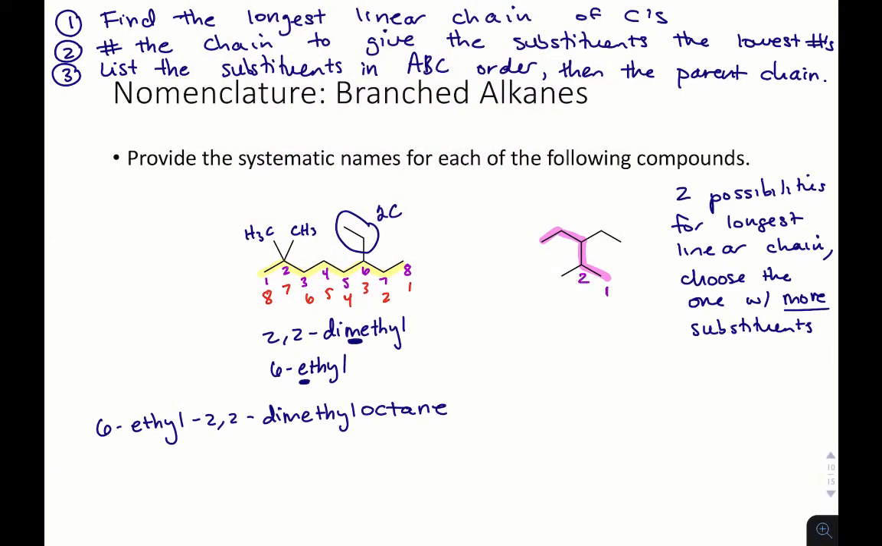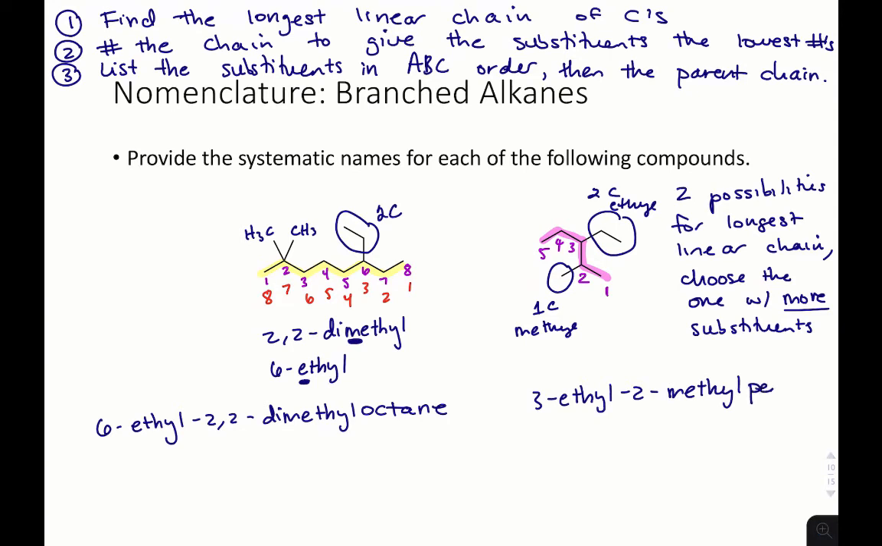Now we are going to want to number the chain this way, so 1, 2. If I numbered from the other way, I wouldn't get a substituent until 3, and so that's going to ultimately have higher numbers. So 1, 2, 3, 4, 5. We have a 1 carbon piece, so that's going to be methyl. And we have a 2 carbon substituent, that's going to be ethyl. Again, we're listing in alphabetical order, so this would be 3-ethyl-2-methyl, 5-carbon chain, that makes it pentane.